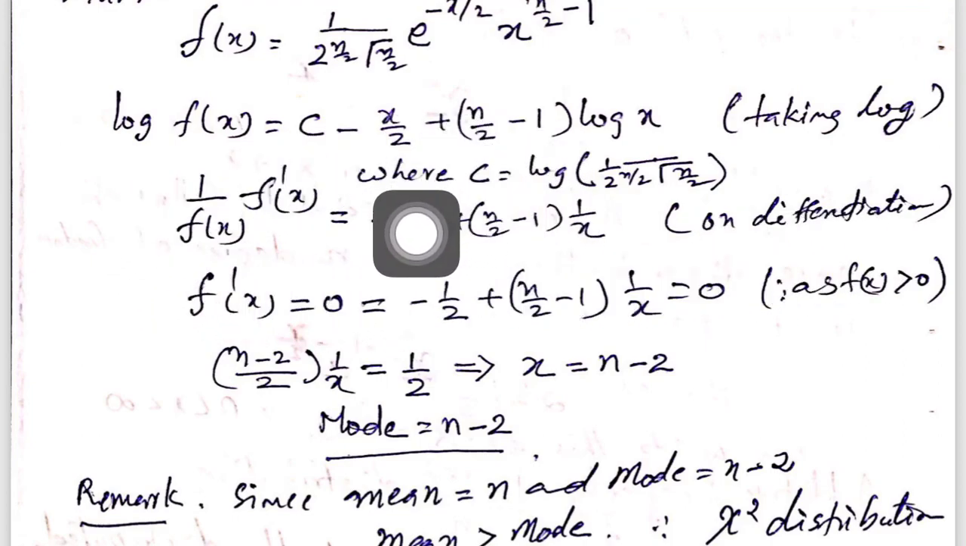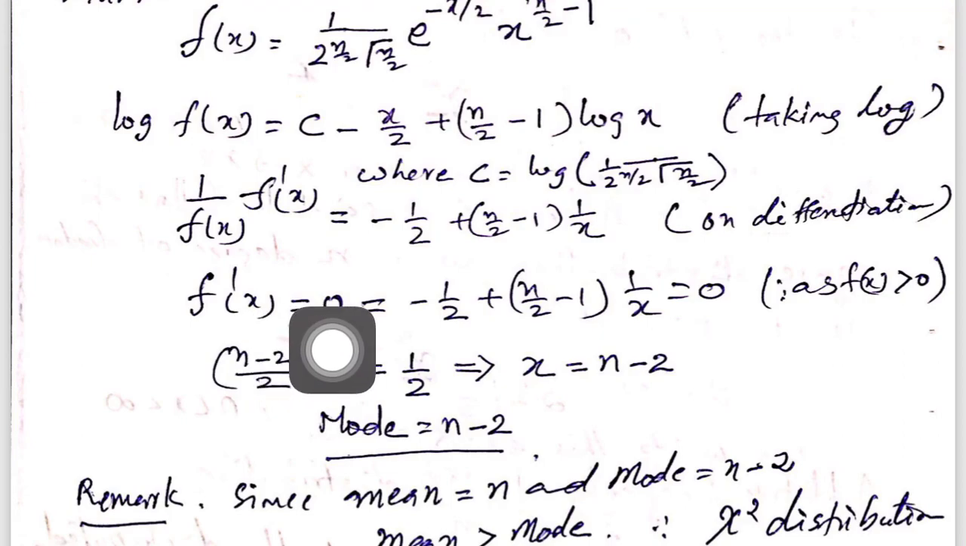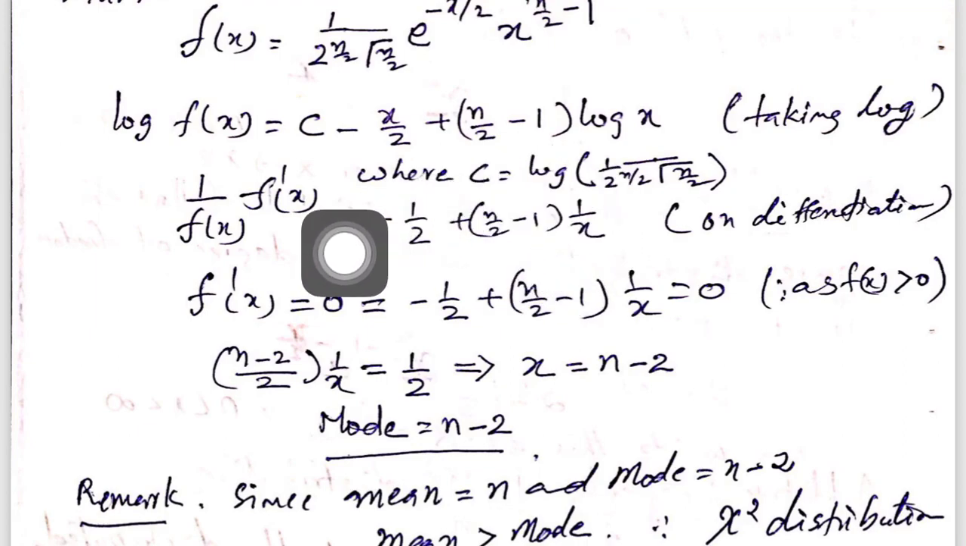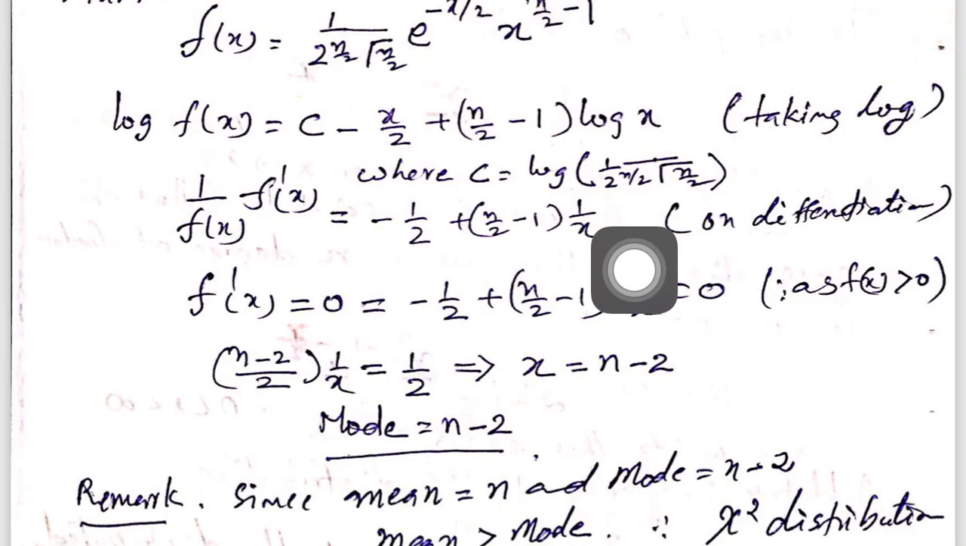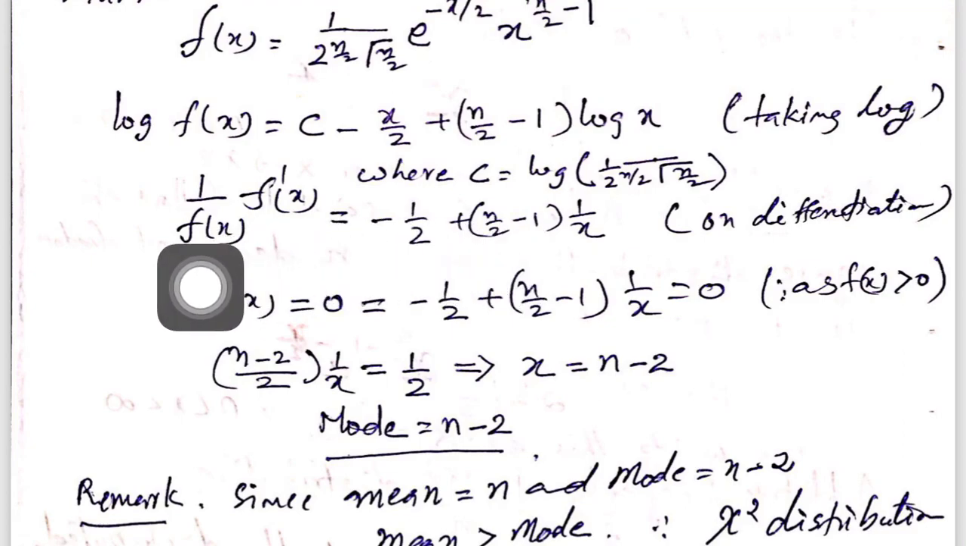Okay, and what you want for maximizing a function, you have to solve the equation: the first derivative equal to 0. Okay, first derivative is equal to 0 means this part, what is the first derivative? F dash of x is equal to minus 1 by 2 plus n by 2 minus 1 into 1 by x into f of x. So f dash x equal to 0 means this quantity into f of x equal to 0.